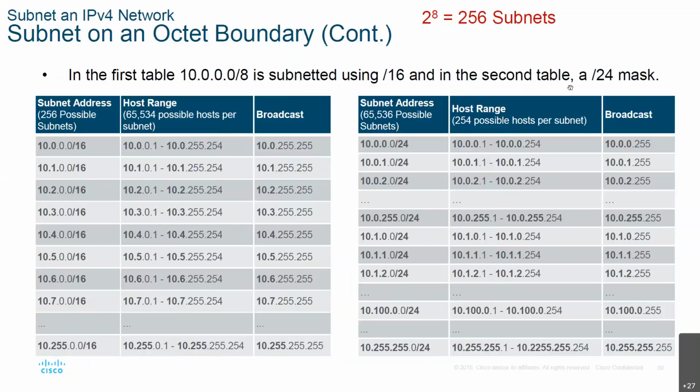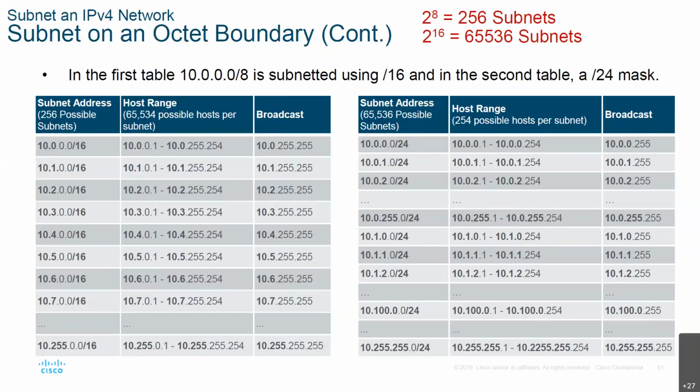What if, instead of /8, you want to make it /24? 8 to 16 is 8. 8 to 24 is 16. So how many subnets can you make? Going from 8 to 24 means 2 to the power of 16. That will give you 65,536 subnets. So this would be the range starting from this network all the way until this network, along with the broadcast. Look at how many subnets you can make.